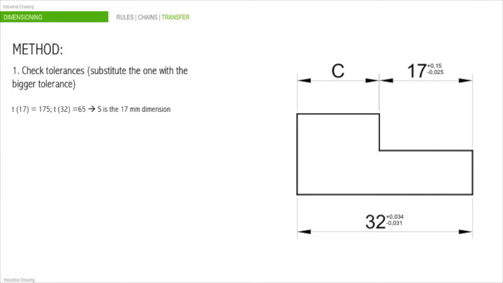Well, we have to follow a method. First, we're going to check tolerances. We're going to substitute the one with the bigger tolerance. In this example, the tolerance of the 17 dimension is 175 microns. On the other hand, the tolerance of the 32 millimeters dimension is 65 microns. So the substituted dimension is the 17 millimeters dimension.